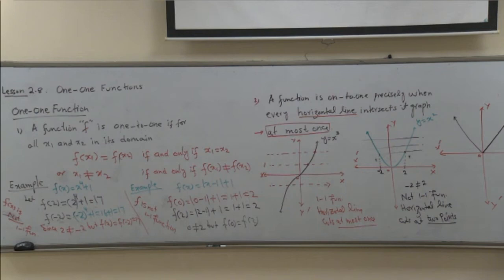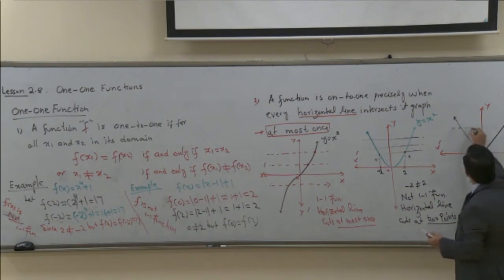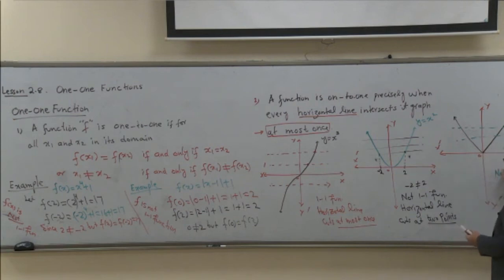Not a one-one function? Okay, great. Why? Because this line cuts more than one point, so it is not a one-one function. Very good. Horizontal line cuts at 2 points. Okay, great. So you understood the definition of this one.